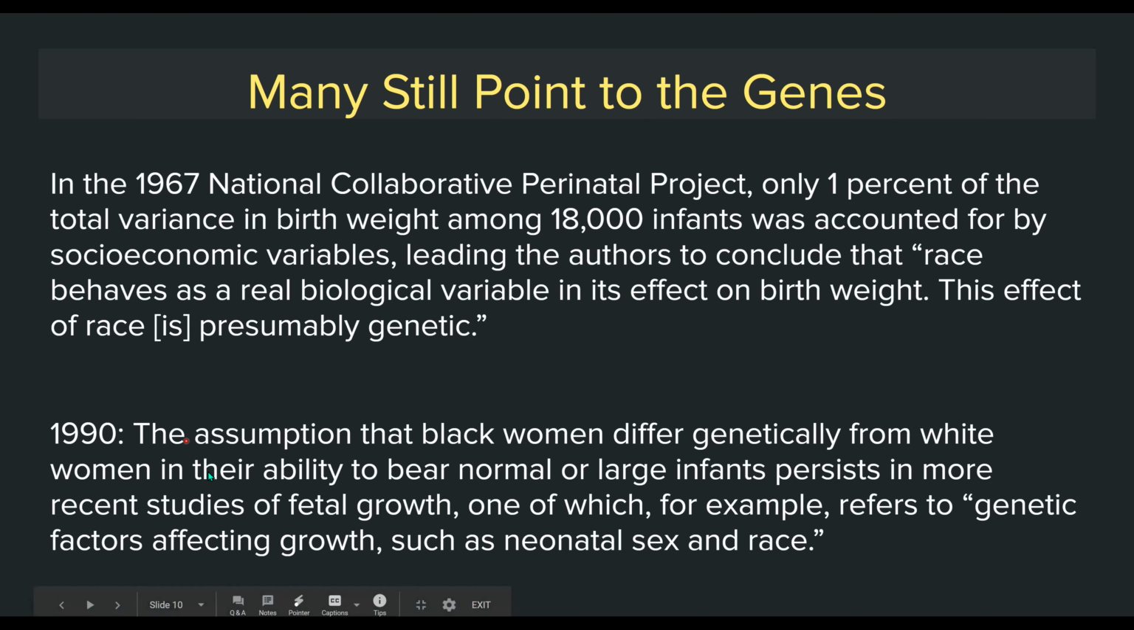In 1990 even, there's an assumption that Black women differ genetically from white women, and pretty much in every single journal article that's published, unless they're talking about racism, and sometimes even if they are talking about racism and they do acknowledge that it's a social construct, they still throw in the genetic argument that there's some kind of ancestry or whatever. And so we will point out the flaws with that argument.